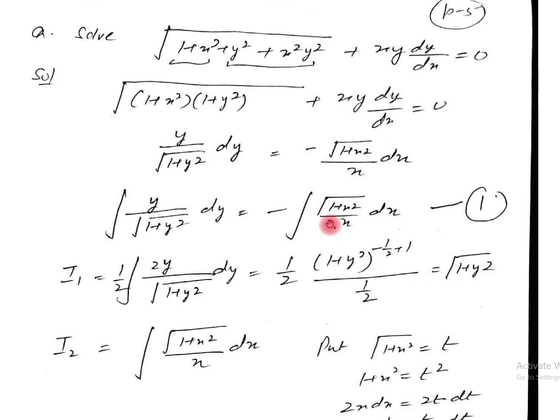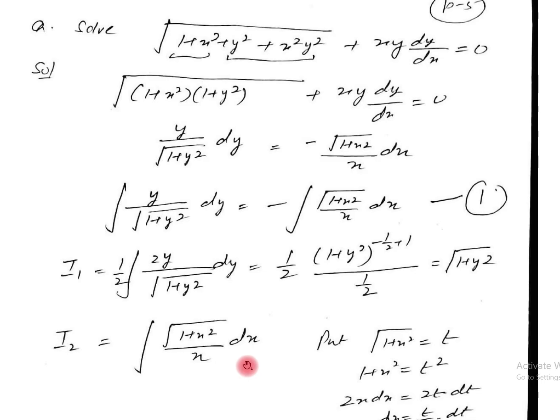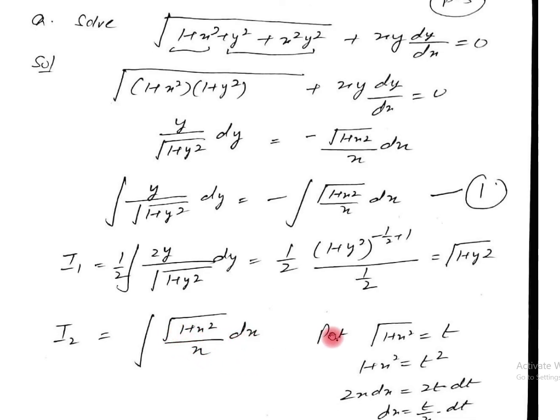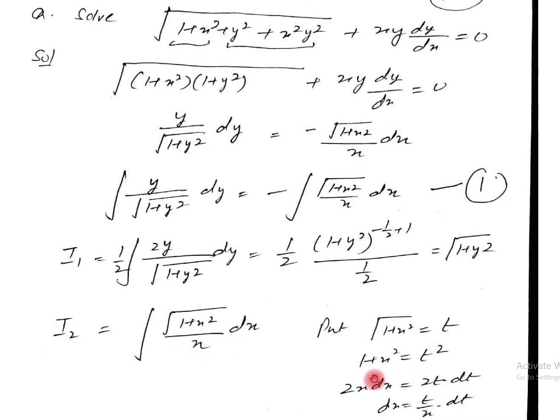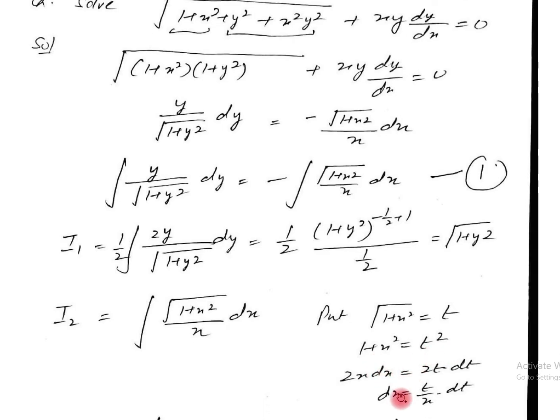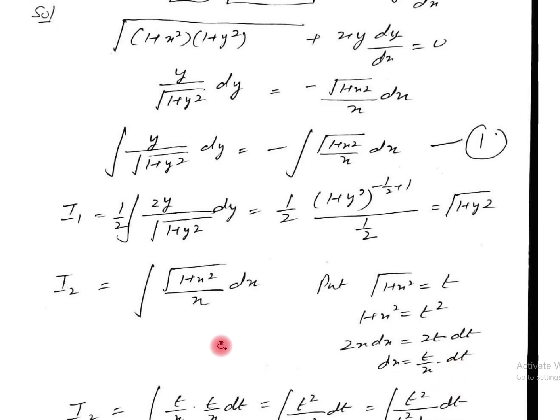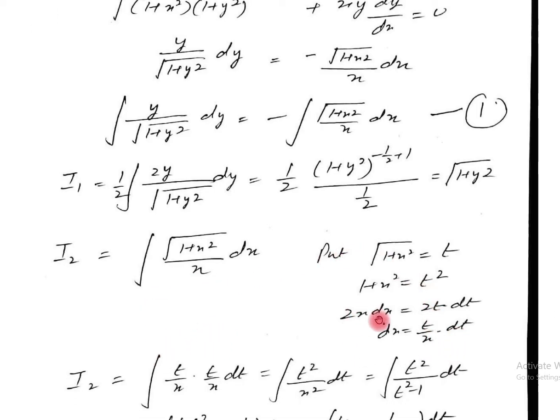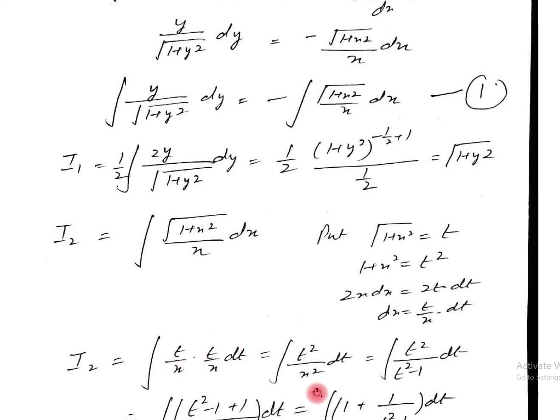Then taking this integral as I2, the integral of √(1 + x²)/x dx. Now again putting √(1 + x²) = t, it becomes 1 + x² = t², so dx = (t/x) dt. Then changing this, I2 becomes, putting all these values, t²/x² dt. Now again this x² should be eliminated, the value of x² = t² − 1. Now it takes this form.